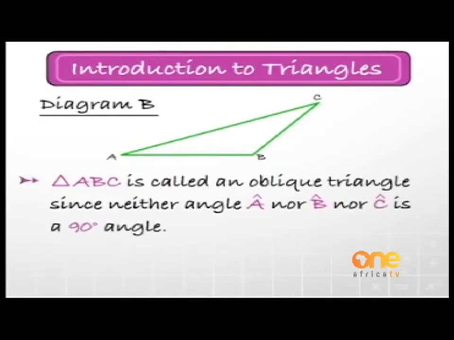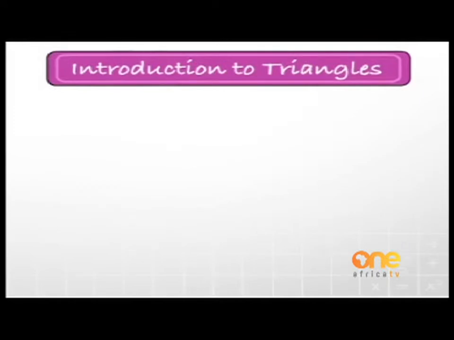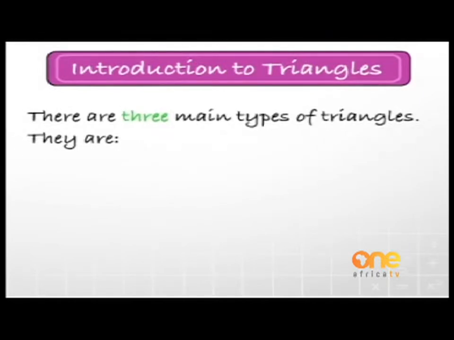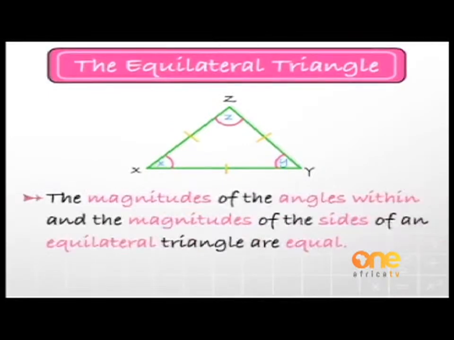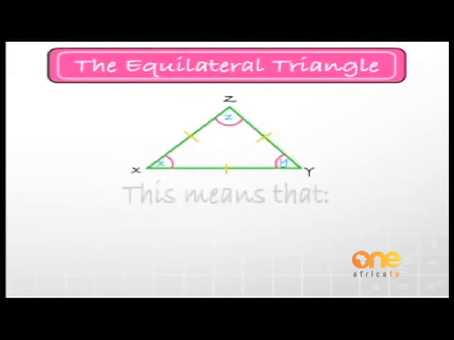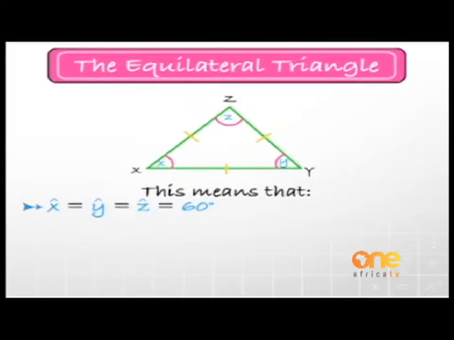In diagram B, triangle ABC is called an oblique triangle since neither angle A, nor B, nor C is a 90-degree angle. Now, there are three main types of triangles. They are, number one, the equilateral triangle. The magnitudes of the angles within and the magnitudes of the sides of an equilateral triangle are all equal. This means that angle X is equal to angle Y, which is equal to angle Z, which is equal to 60 degrees, and side XZ is equal to side ZY, which is equal to side XY.